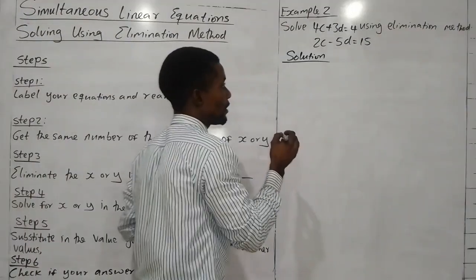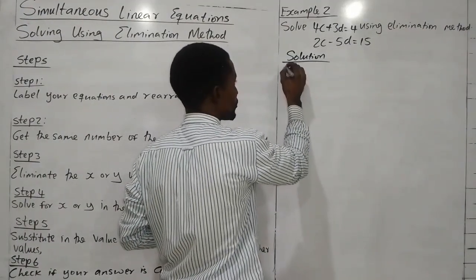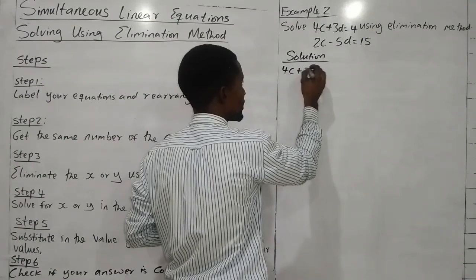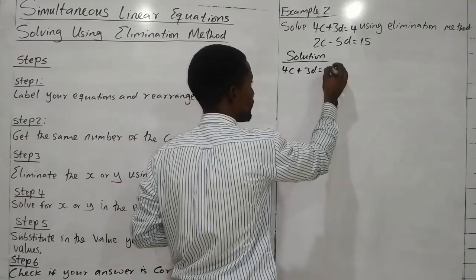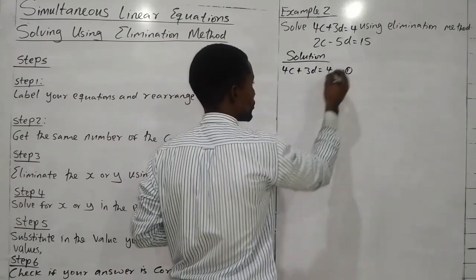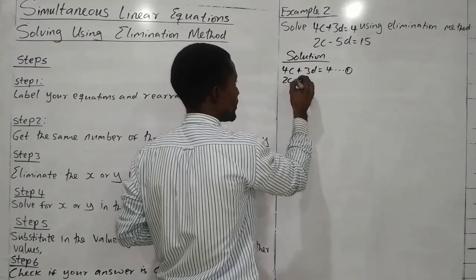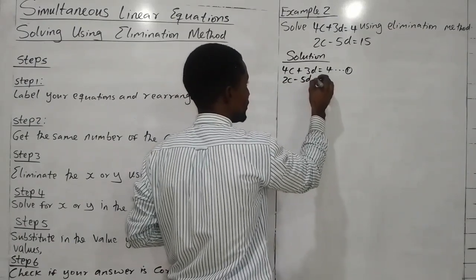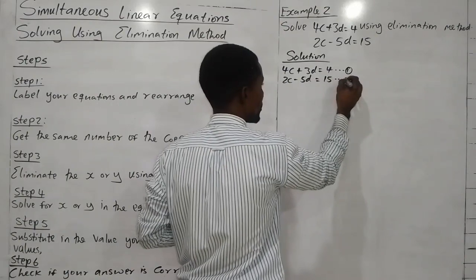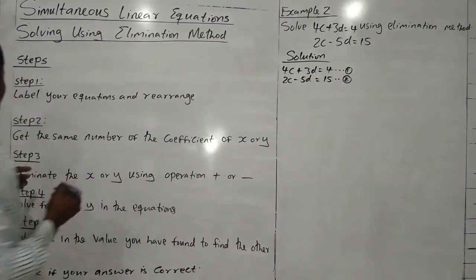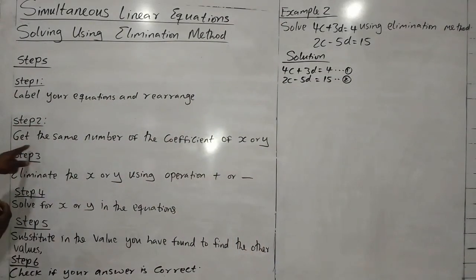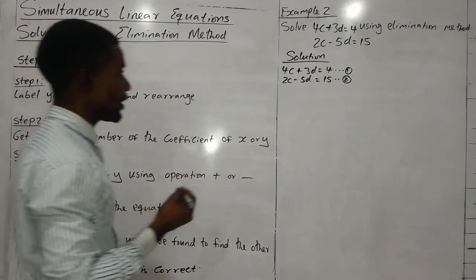Our first rule says label your equation and rearrange. So our first step says label your equation. So we have 4c plus 3d equals what? 4. I will name this one equation 1. Then 2c minus 5d equals what? 15. I will name this one equation 2. Now the next step says get the same number of the coefficient of x and y.